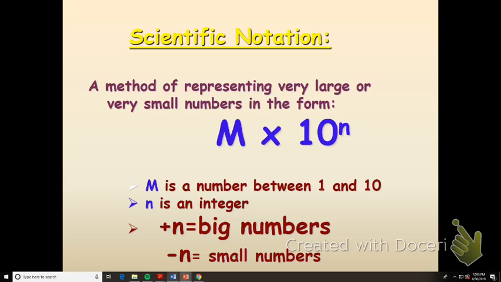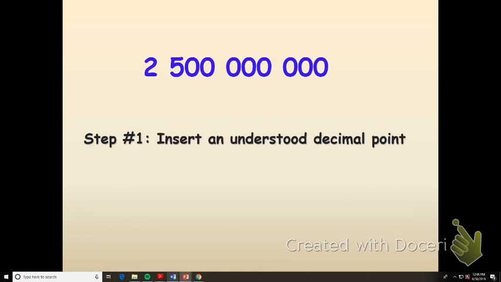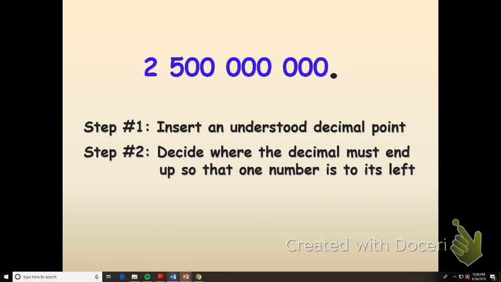All right, so here's my example of how to do it. So let's say we have this giant number right here. The first thing is insert an understood decimal point. Because it doesn't have a decimal point and we don't want to change the number, we're going to put it at the very end. And then, step 2, decide where the decimal must end up. So 1 number is to the left. So that would be between the 2 and the 5. So now only the 2 is going to be to the left of that decimal point.